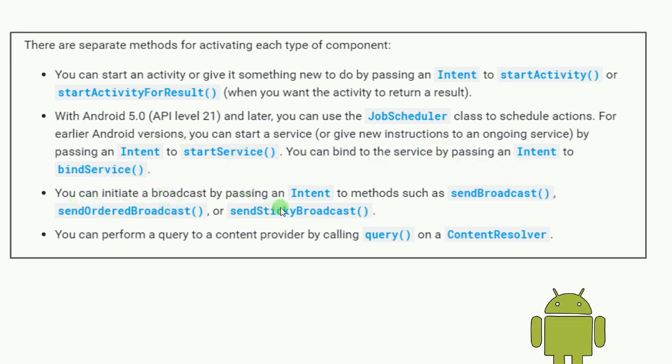You can initiate a broadcast by passing an intent to methods such as sendBroadcast and sendOrderedBroadcast. So if you want to pass a broadcast through an intent, you prepare an intent object and then use this method sendBroadcast. Similar to startActivity, you have sendBroadcast, sendOrderedBroadcast, and several other methods that are available for you to start sending broadcasts in the shape of an intent. You can perform a query to a content provider by calling query on a content resolver. So a content resolver is a class which lets you make objects which you can set on an app which has a lot of data with it, and then you can call the query method to resolve or get the data from these apps, right?